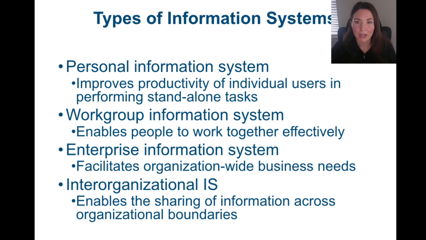Okay, the next type of information system is a work group information system. These can also be called collaboration systems, but these help people to work together more effectively, whether they're in the same physical location or in different places across the world. A good example of this would be Zoom or Microsoft Teams.